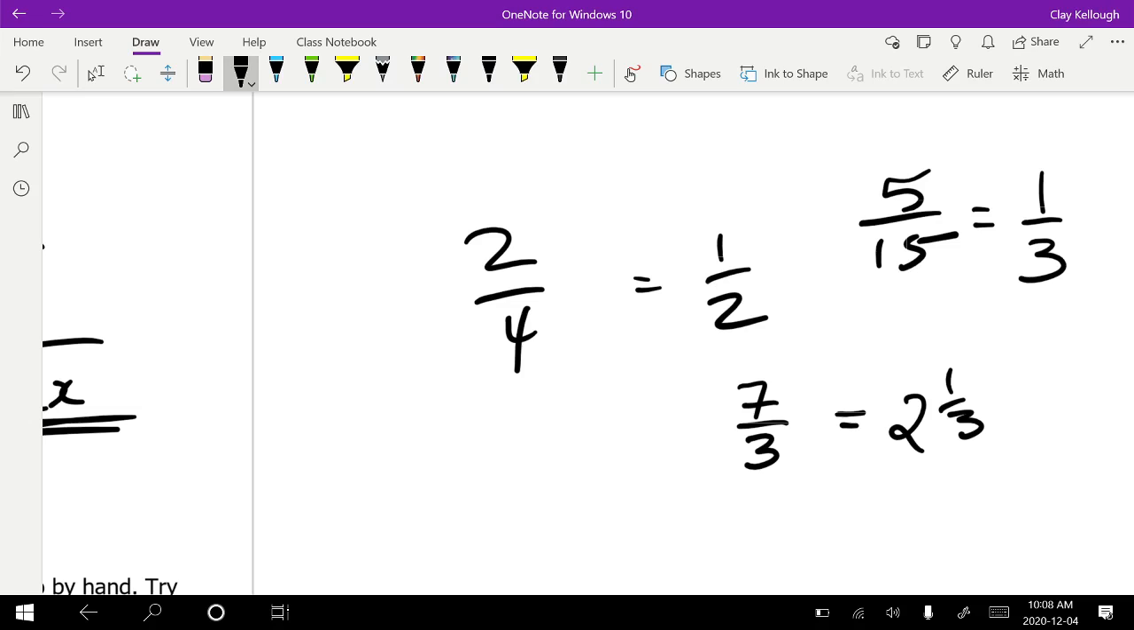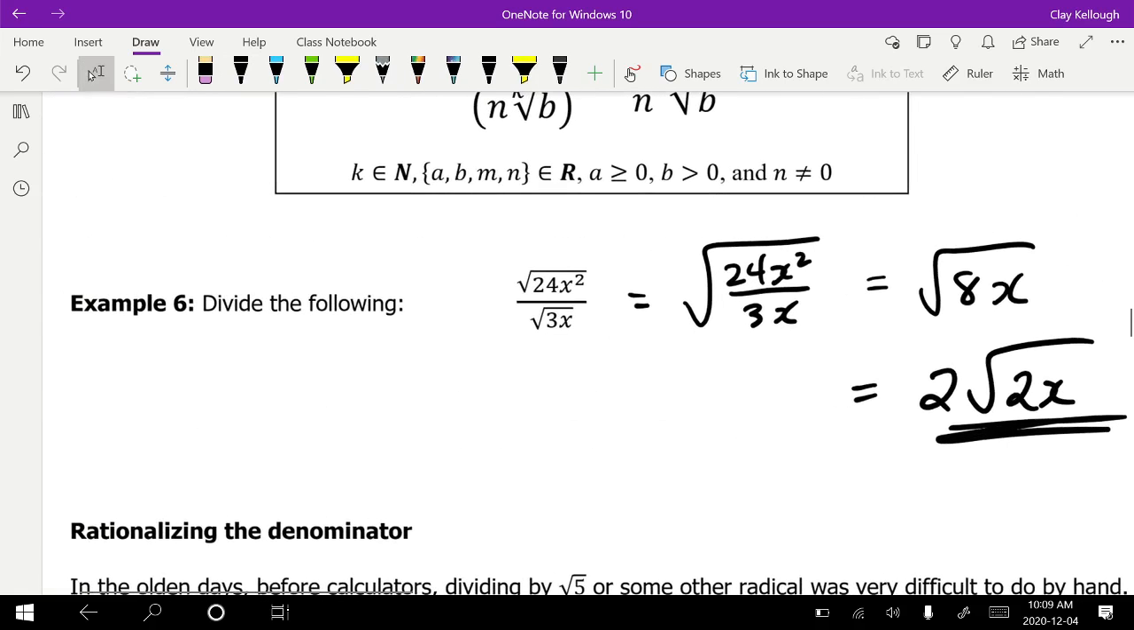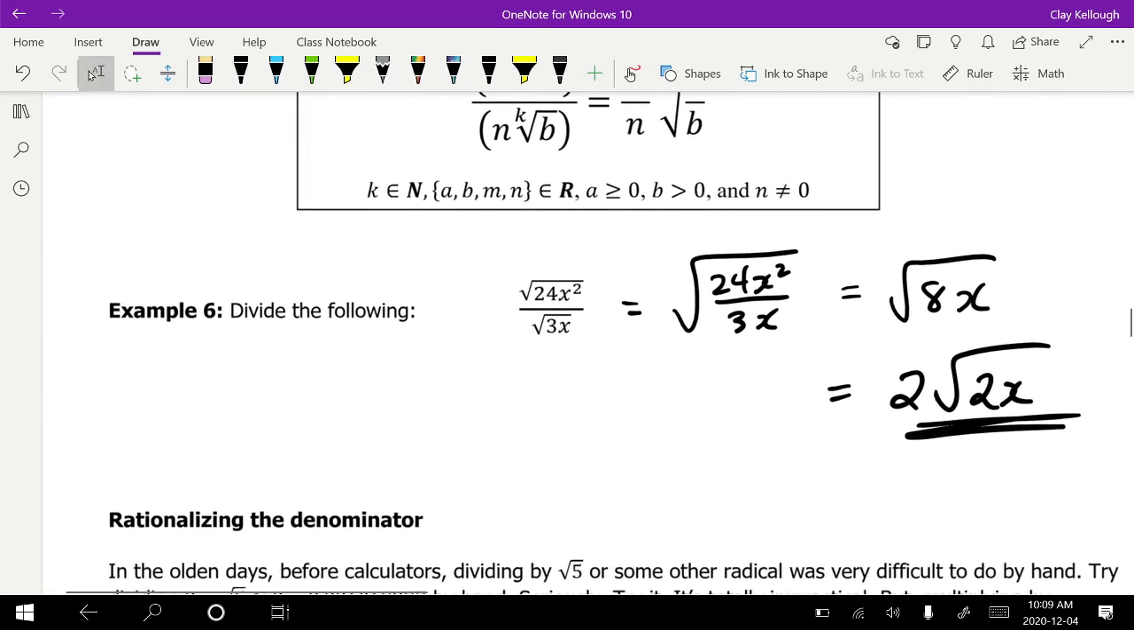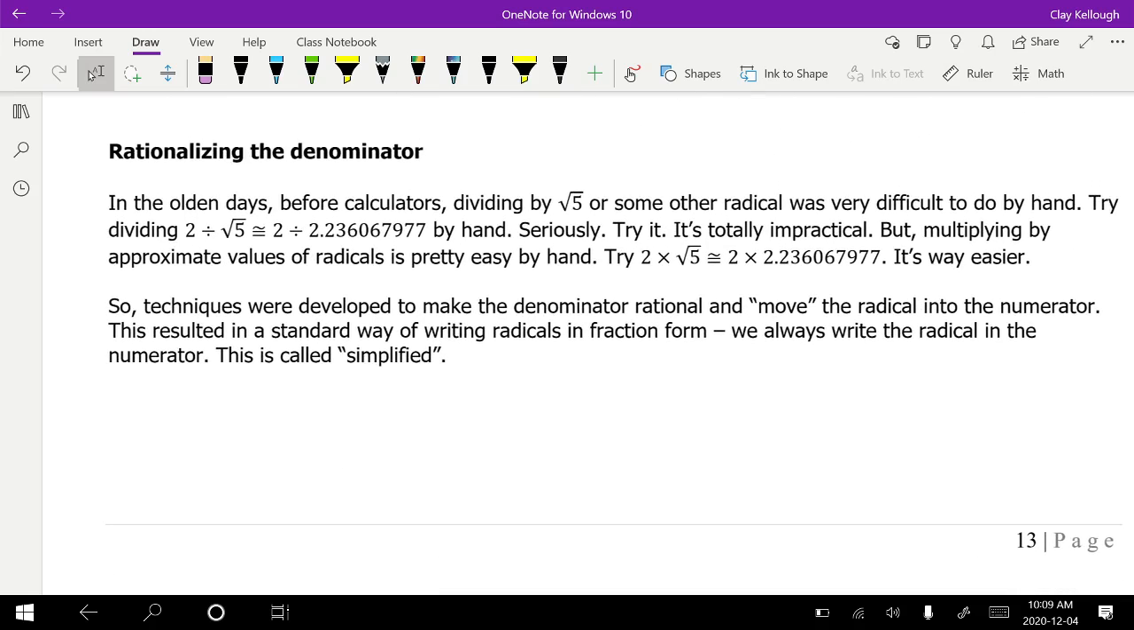It's really just what's the easiest way to look at the numbers. Well, we don't like radicals in our denominator most of the time. So we are going to do something called rationalizing the denominator. In the olden days before calculators, when dinosaurs roamed the earth, dividing by a square root or some other radical was really difficult to do by hand. Try it yourself if you don't believe it.